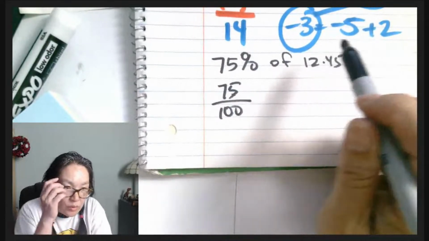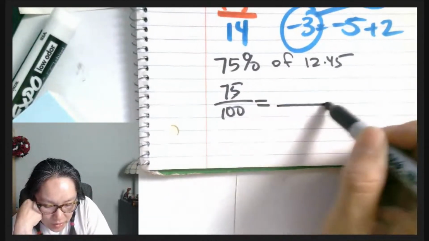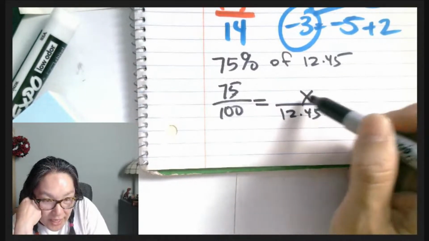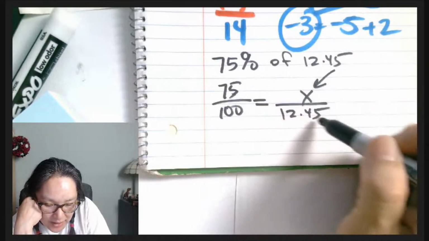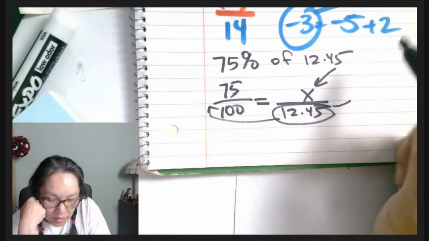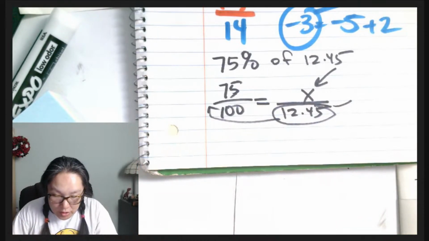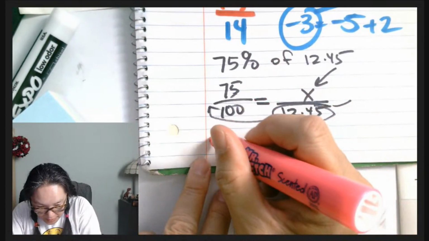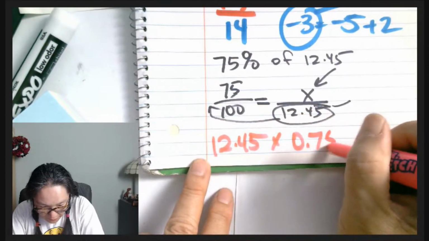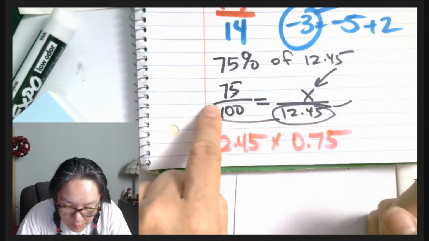That was the question. So what we're going to do is figure out how to set up the question. When we set up the question, all we're doing is 12.45 is equal to x, right? We're finding x. When we find this x, what are we going to do? We're going to multiply it by both sides. I'm going to change the colors. So I have 12.45 times 0.75. When we do 0.75, we know that this is a percentage.